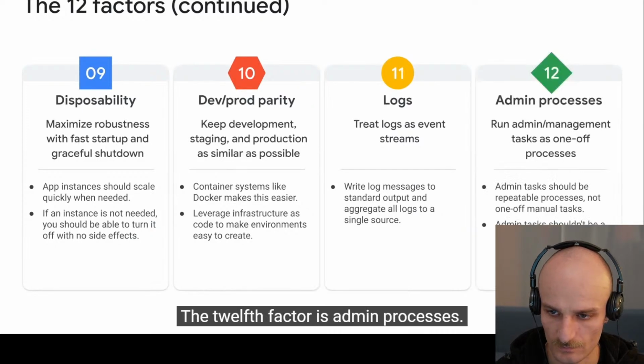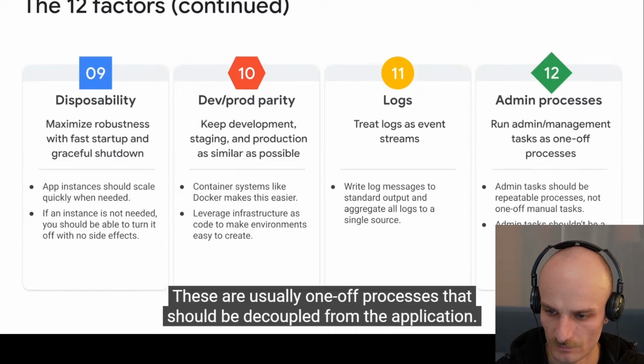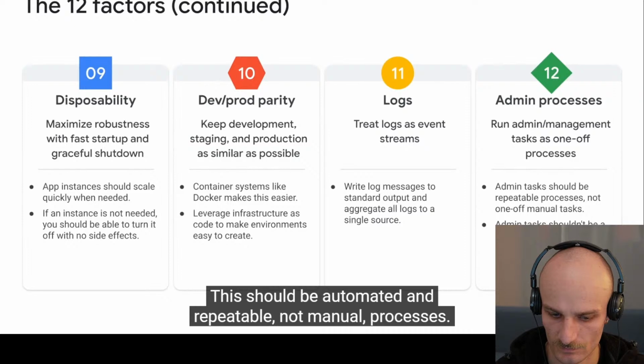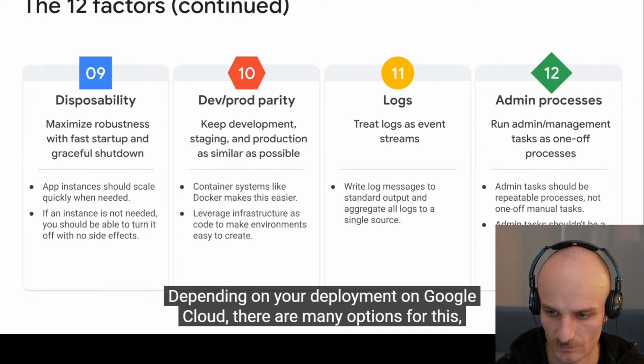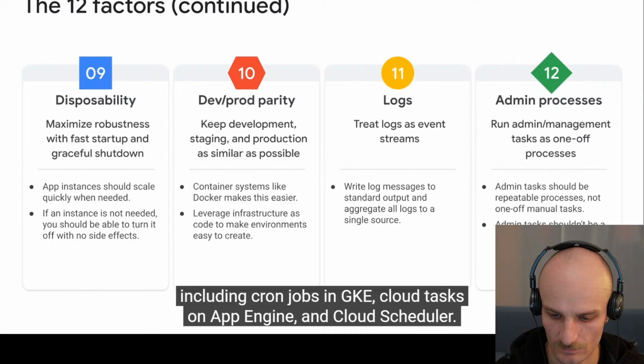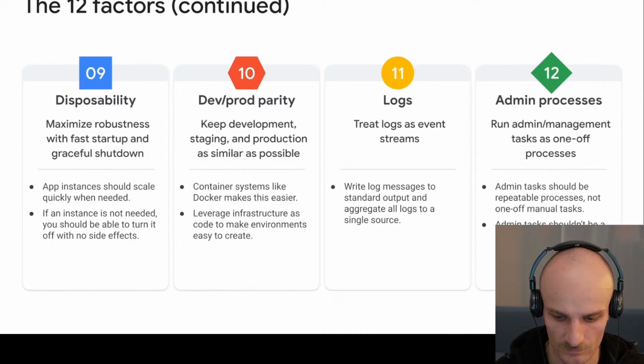The 12th factor is admin processes. These are usually one-off processes that should be decoupled from the application. These should be automated and repeatable, not manual processes. Depending on your deployment on Google Cloud, there are many options for this, including cron jobs in GKE, Cloud Tasks on App Engine, and Cloud Scheduler.